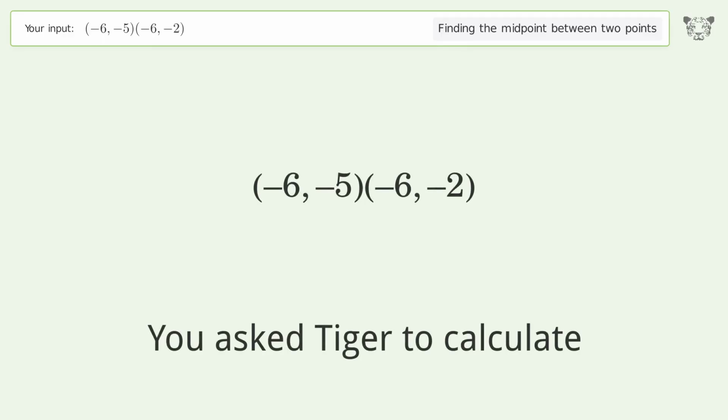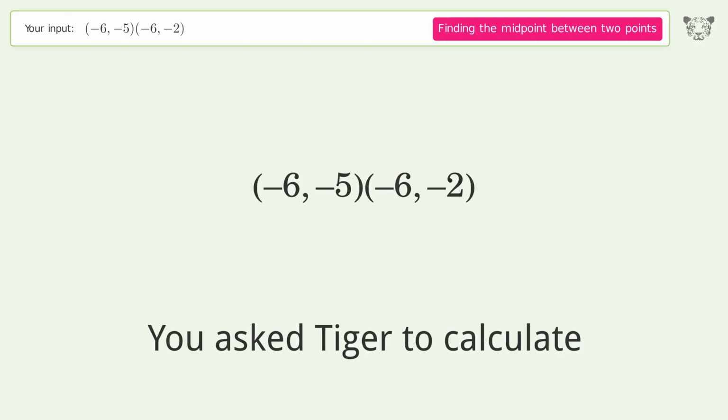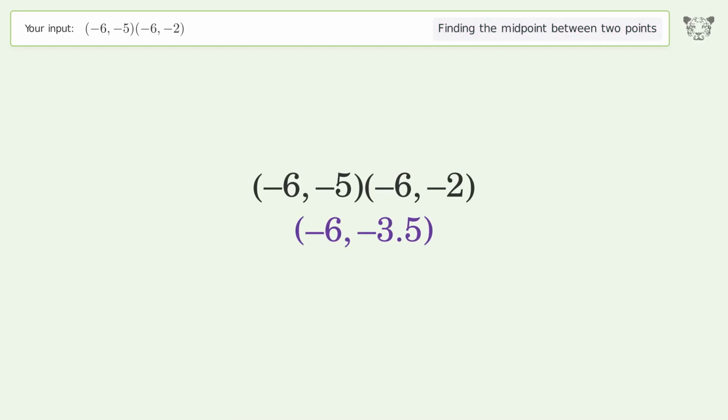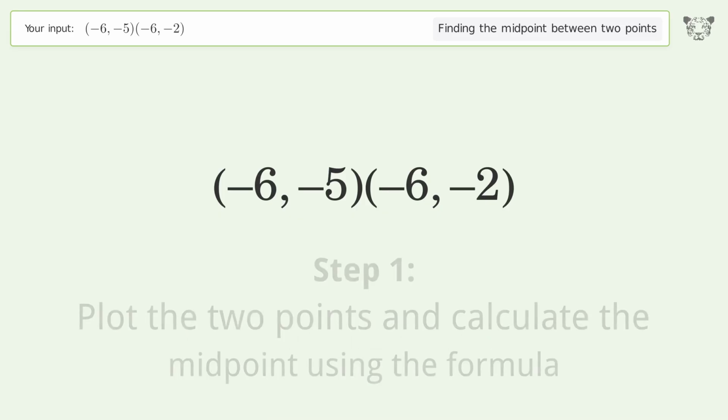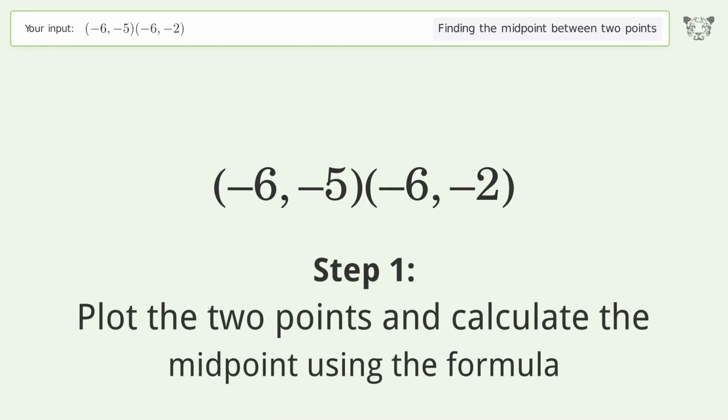You ask Tiger to calculate. This deals with finding the midpoint between 2 points. The midpoint between the 2 points is -6, -3.5. Let's solve it step by step. Plot the 2 points and calculate the midpoint using the formula.